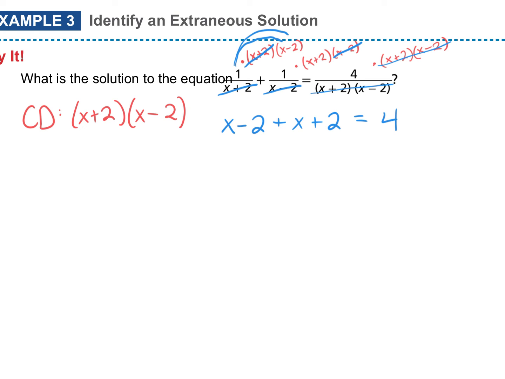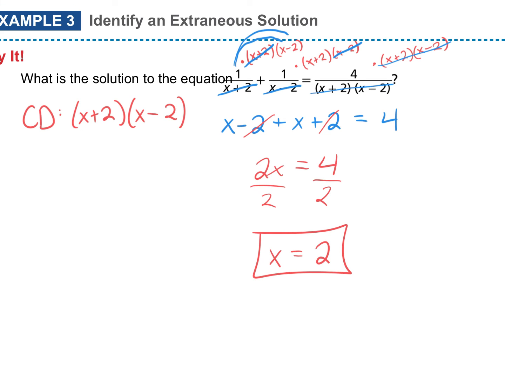Again, it's just solving. So on the left side, I'm going to combine like terms. What's x plus x? 2x. What's negative 2 plus 2? Do you agree those just cancel each other out? Okay, so we have 2x equals 4. What's the last step? Divide by 2, x equals 2. So understanding no matter what it looks like, when we see an equation, we are going to solve it the same exact way every single time. Okay?